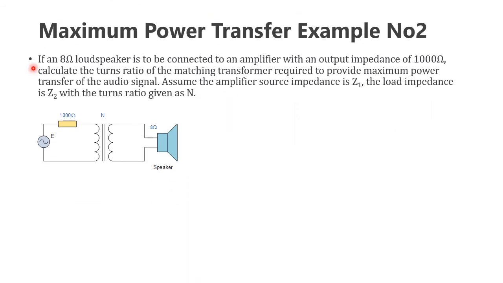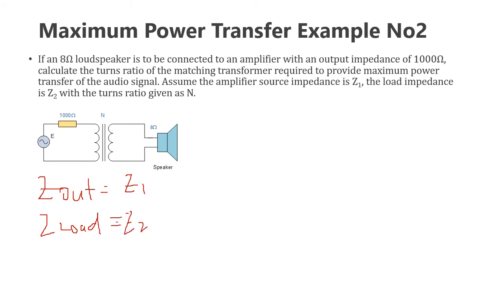Here is another example question. If an 8 ohm loudspeaker is to be connected to an amplifier with an output impedance of 1000 ohm, calculate the turns ratio of the matching transformer required to provide maximum power transfer of the audio signal. Assume the amplifier source impedance is Z1, the load impedance is Z2, with turns ratio given as N. So here Z out we consider as Z1, and load impedance we consider as Z2.